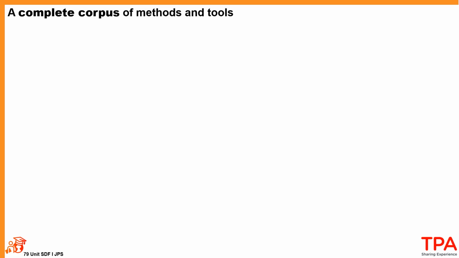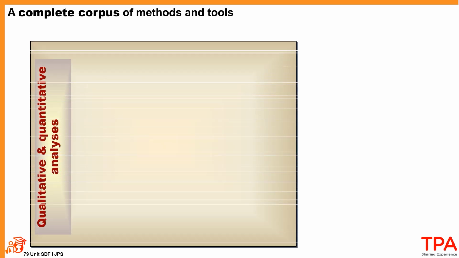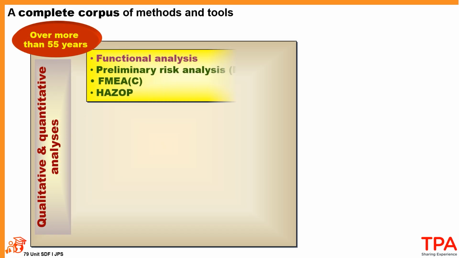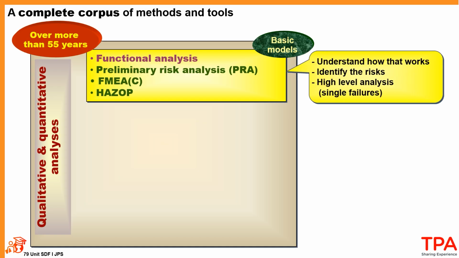Over the past 55 to 60 years, a whole corpus of methods and tools has been developed to deal with the dependability analyses. And this with regards both to qualitative and quantitative points of view. The basic models include the functional and preliminary risk analyses as well as the failure mode and effect analysis or the hazard and operability studies. Those basic models are very effective to understand how the system works and help to identify the various risks. They only allow to analyze single failures, but they provide analyses at high level which can be sufficient for simple systems.